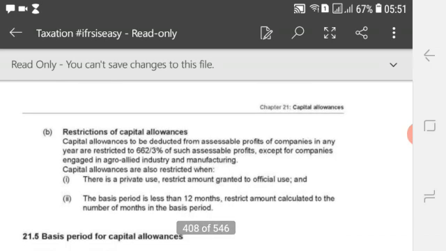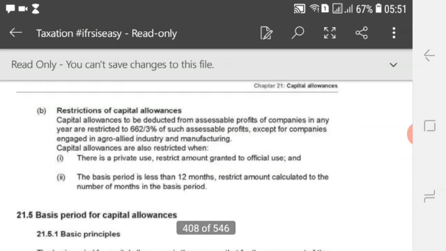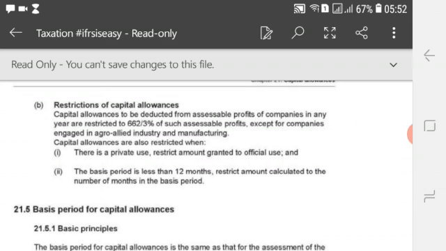Then we talk about the restrictions for capital allowance. Capital allowance that can be deducted from assessable profit of companies in any year is restricted to 3% of the assessable profit, except for companies engaged in agro-allied industry and manufacturing industry. But note, the capital allowance is also restricted when there is private use, restricted to the amount granted for official use, and when the basis period is less than 12 months, we restrict the amount calculated to the number of months in the basis period.